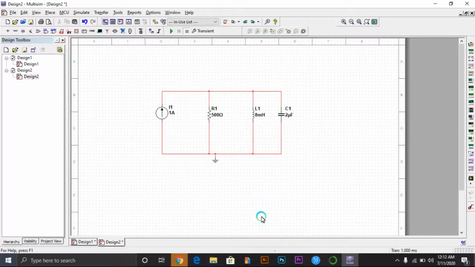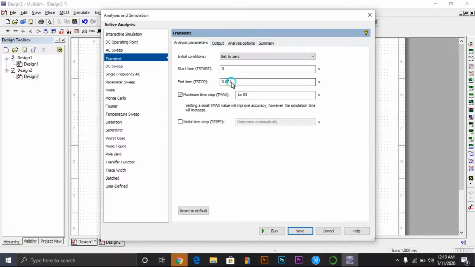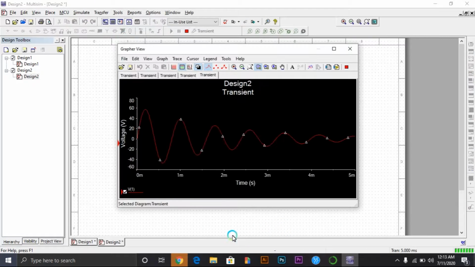In parallel step response case, the condition is opposite. Unlike in the series case, where you have to decrement the value of resistor to get the underdamped condition, in this parallel case you have to increase the value of resistor to get the underdamped condition. So this is the underdamped condition.